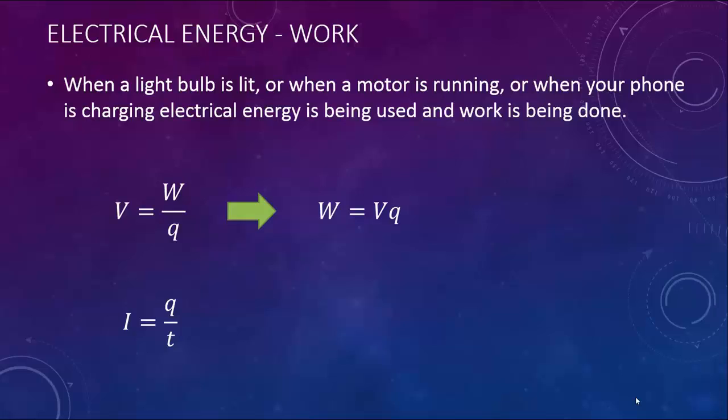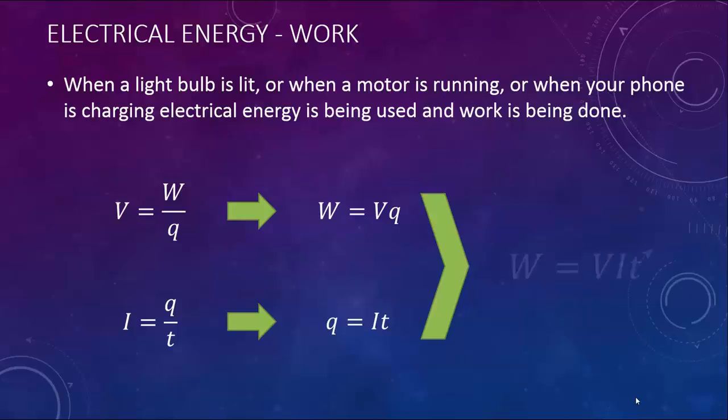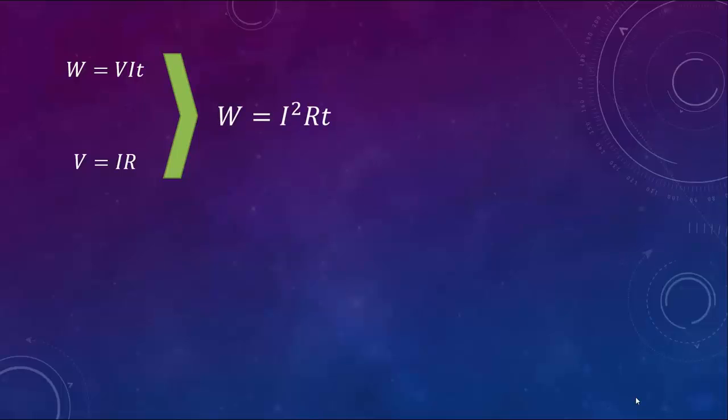Here's the equation for current. We could rearrange this equation so it is solved for Q. Now we want to put these together. If Q equals I times T, then W could equal V times I times T. So here's W equals VIT, and here is the form of Ohm's law, V equals IR. If we put these together, we could say that W equals I squared RT.